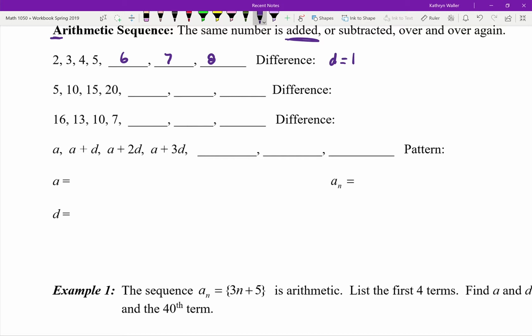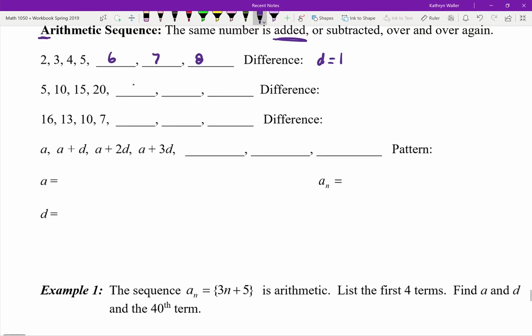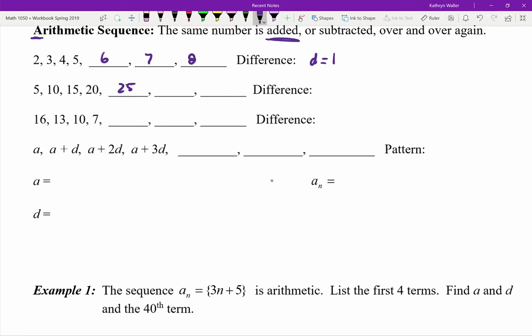The next one, 5, 10, 15, 20, this would be 25, 30, and 35, and on that one your D is a what, everybody? It is a 5. Good.